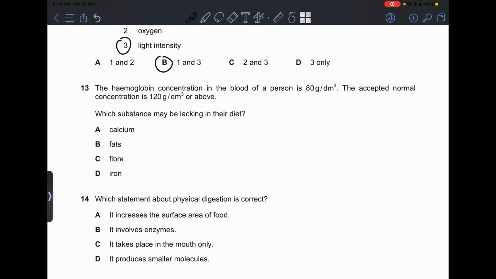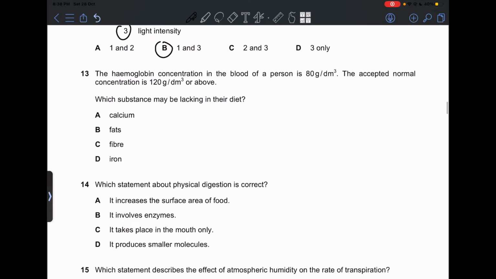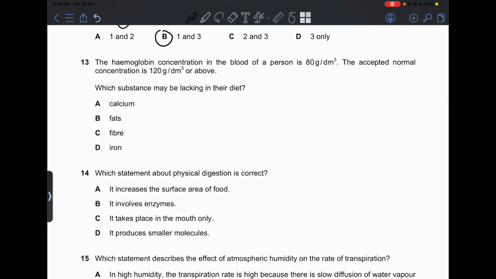13. The hemoglobin concentration in the blood of a person is 80 grams per decimeter cubed. The accepted normal concentration is 120 grams per decimeter cubed or above. Which substance may be lacking in their diet? So we know that in order to have healthy hemoglobin and healthy blood, you need iron. So our answer is going to be D.